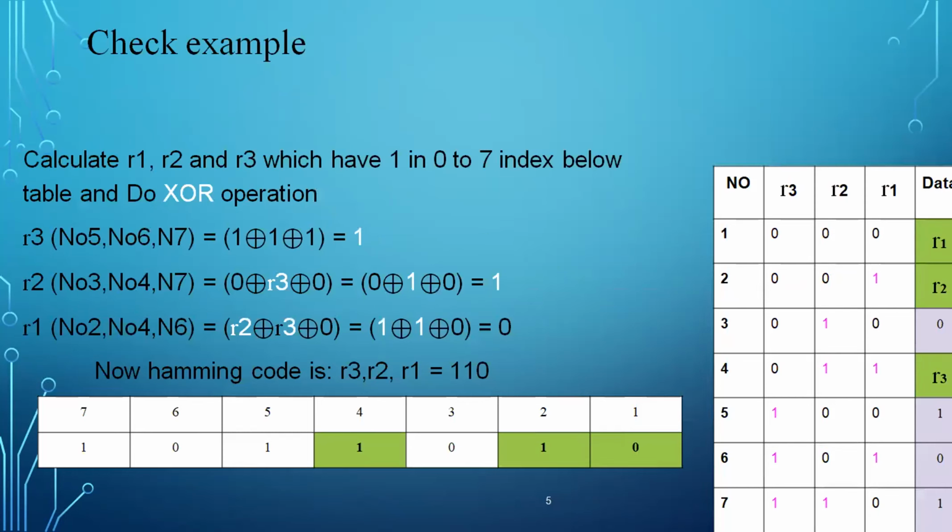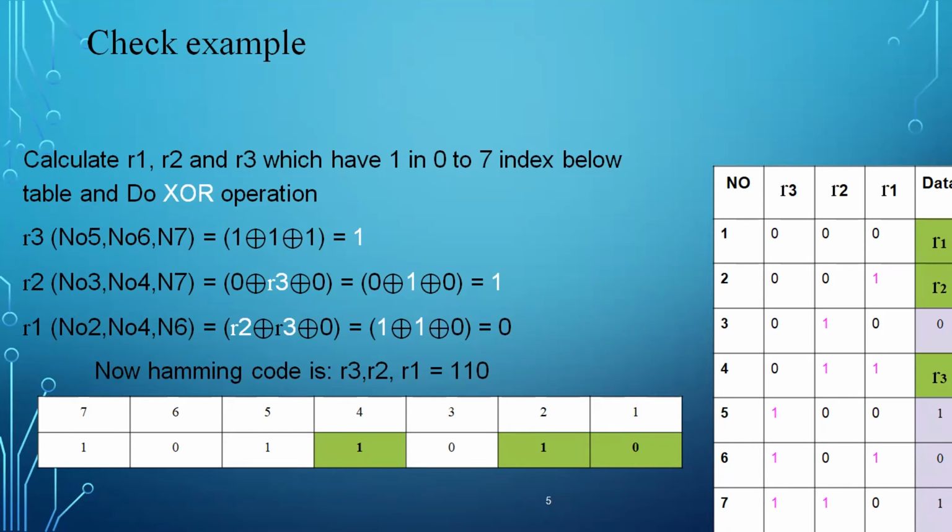And now calculate R1, R2, and R3, which have 1 in the binary table, and in the 0 to 7 index below the table, and do XOR operation. For R3, the positions which have 1 are index number 5, number 6, and number 7, which have the 1 after the R3 position. For R2, we take the positions which have 1 in the same position.